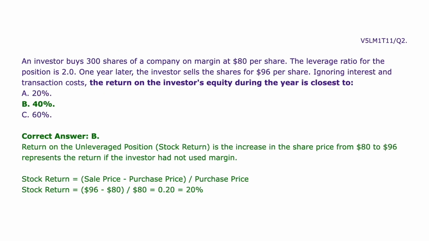Leverage multiplies the percentage return on the stock move. The stock rose 20%, but with 2.0 leverage, the investor's own money earned 40%. Ignoring interest and costs keeps the calculation simple and shows the pure leverage effect. Return is always on the investor's equity only, not the total position value.